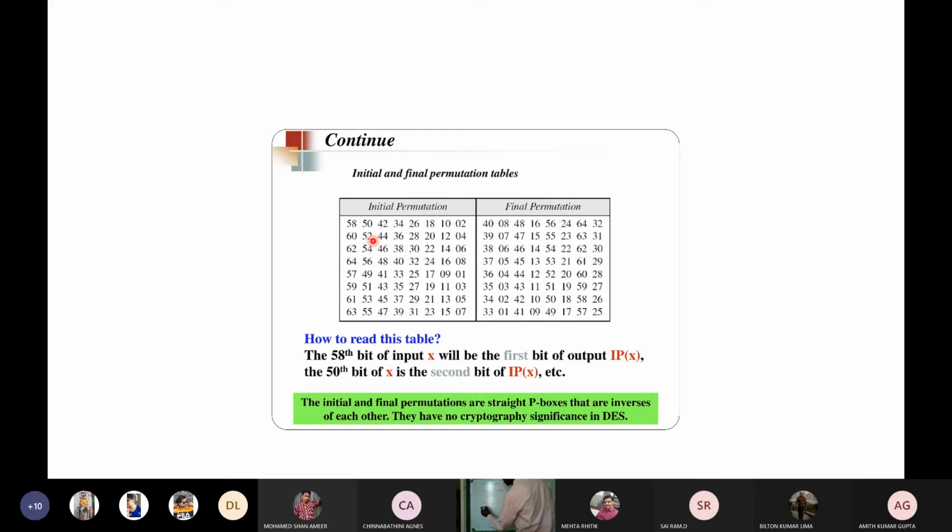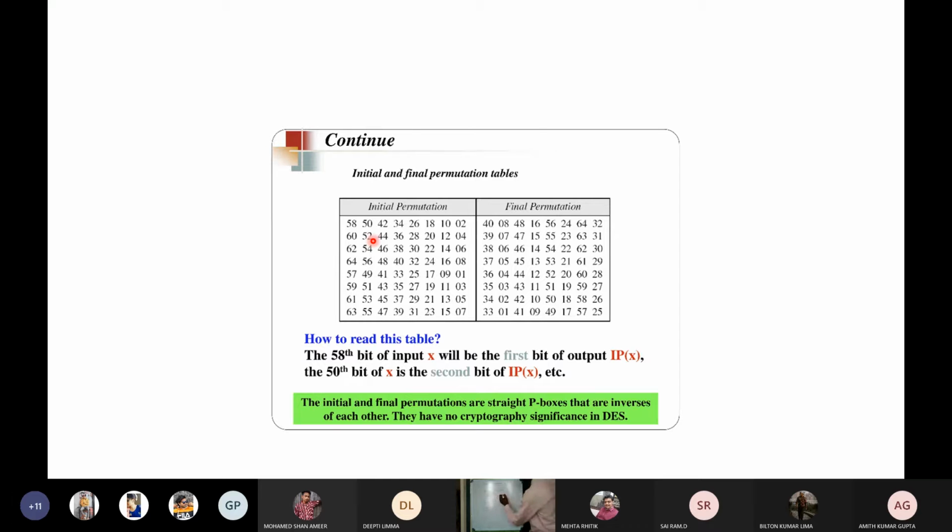Diffusion and confusion will give us permutation and substitution, or transposition. Let's take these two, permutation and substitution. They will give us these two.